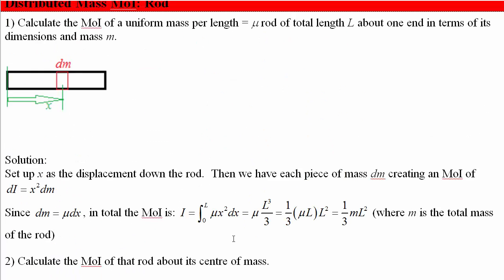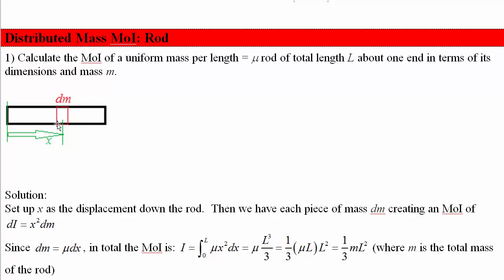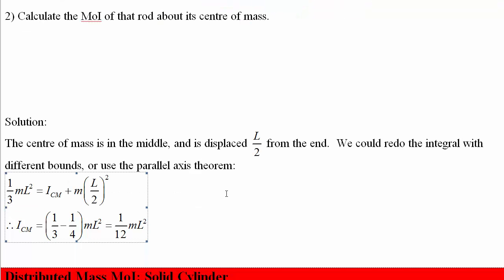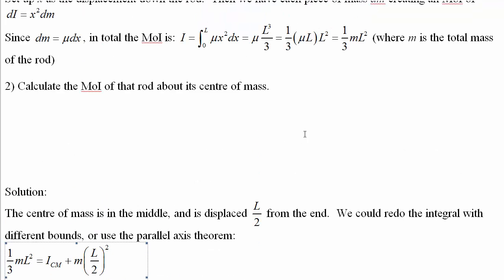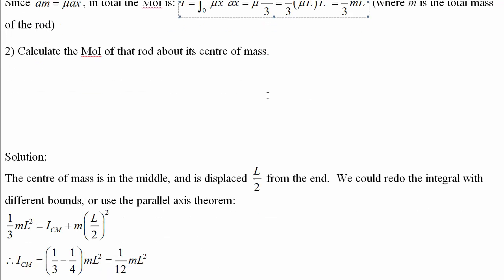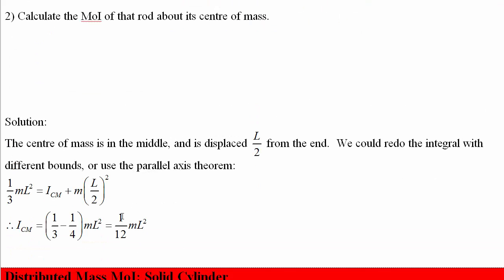So how much easier is it to spin the rod about the center than the end? 4 times easier. The moment of inertia is 4 times higher about the end than it is about the center.